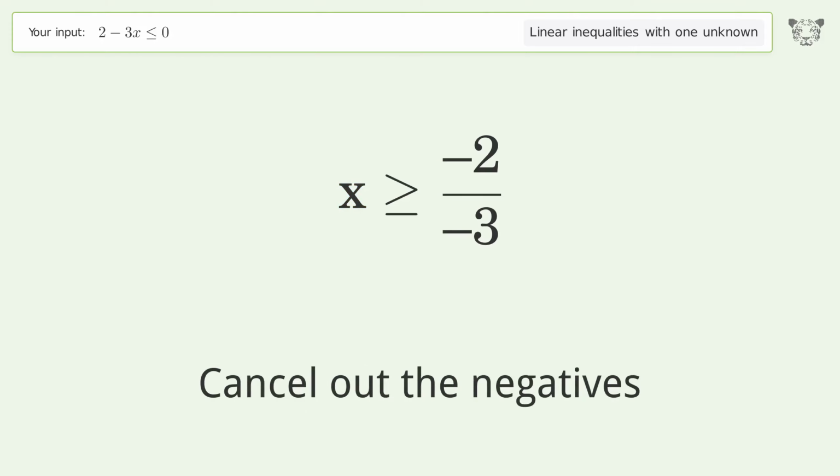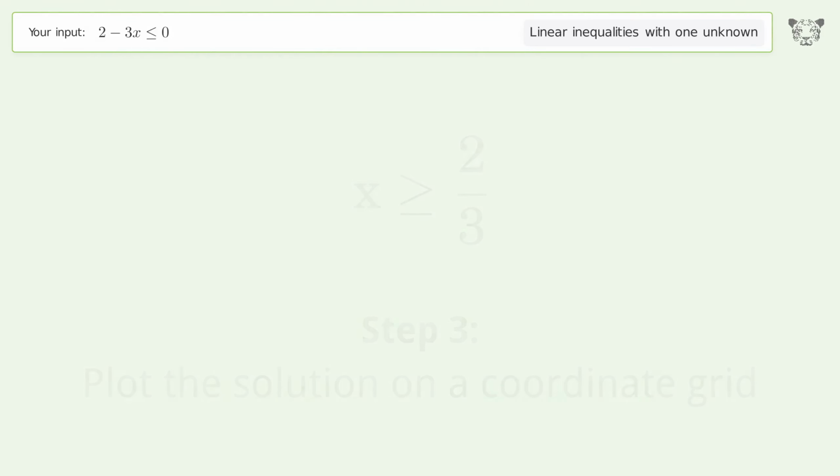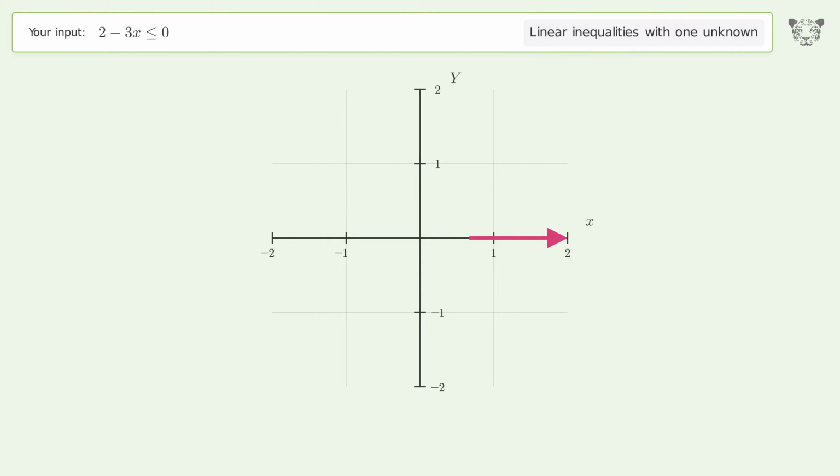Cancel out the negatives. Plot the solution on a coordinate grid. And so the final result is x equal or greater than 2/3.